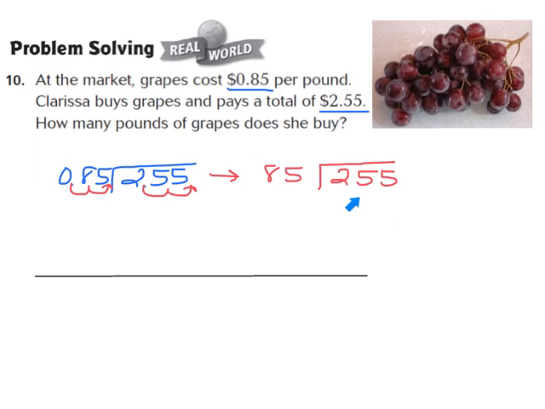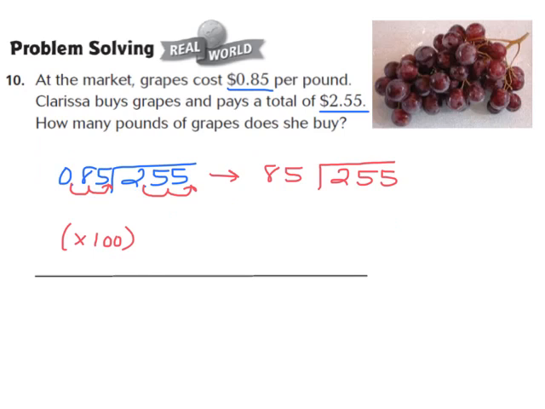Now our next step is just to work the division. So I now have 255 being divided by 85. And what we've done is we've multiplied both my divisor and the dividend by 100. Now I'm going to go ahead and make a note of that so you can remember what we've done. We multiplied them both by 100, which means you move the decimal over once, twice to the right for both the divisor and the dividend.